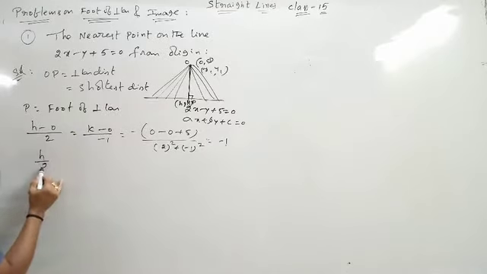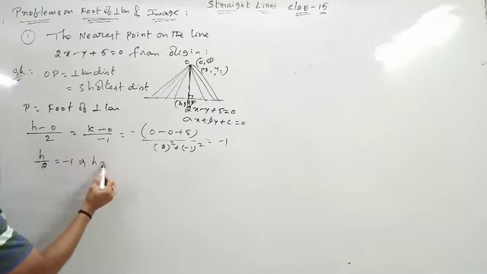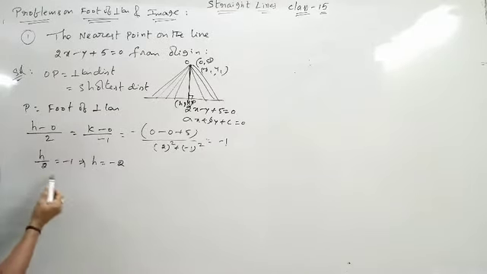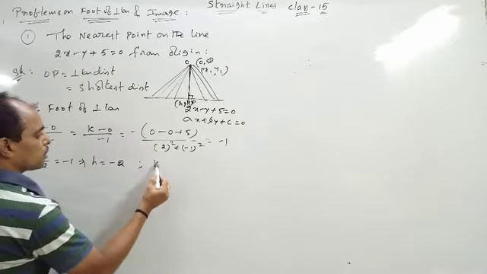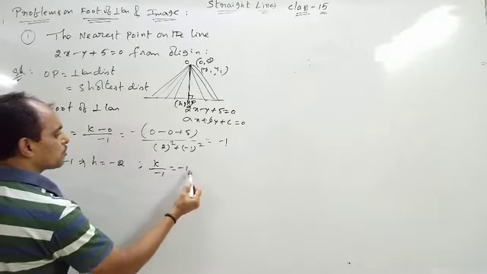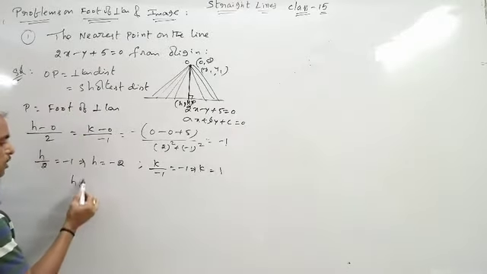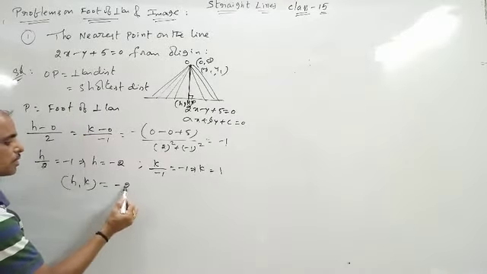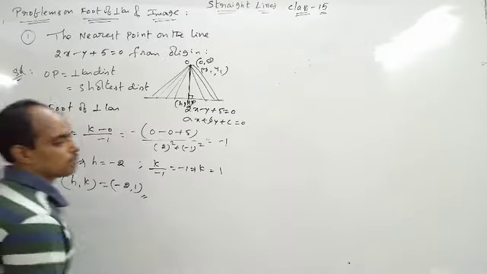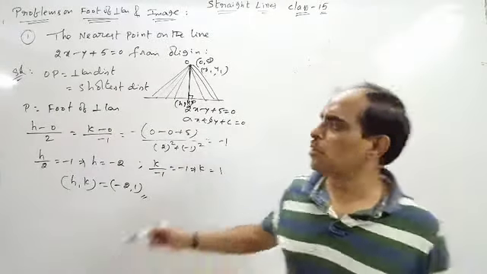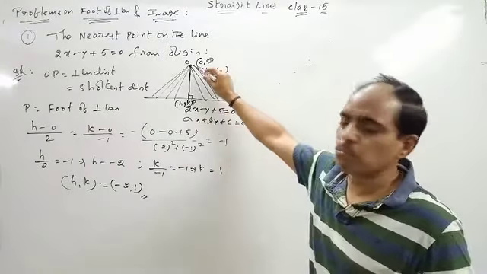So h by 2 is equal to minus 1, h is equal to minus 2, and in the same way k by minus 1 is equal to minus 1, k is equal to 1. Now the foot of perpendicular h comma k is equal to minus 2 comma 1. So which is the nearest point on the line from origin?